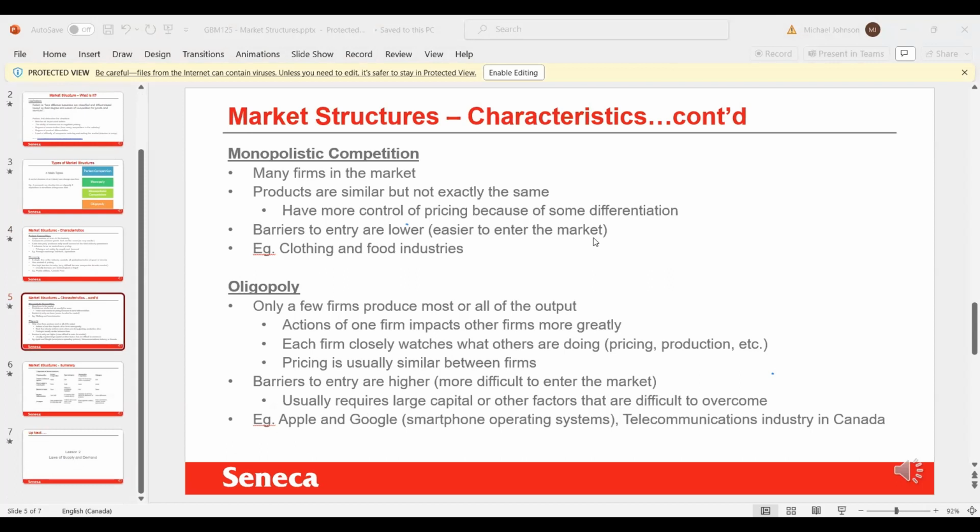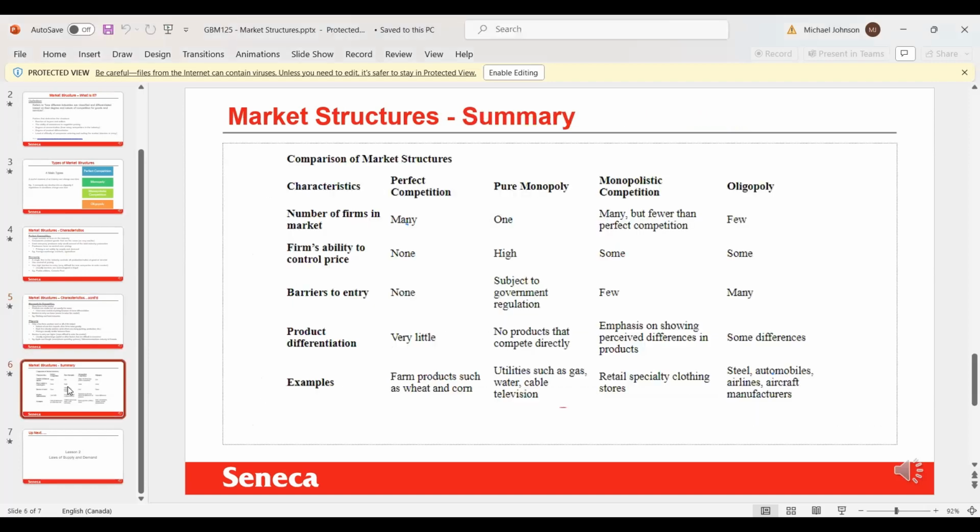Pricing is usually similar between firms. Barriers to entry are higher, more difficult to enter the market. Usually requires large capital or other factors that are difficult to overcome, e.g., Apple or Google, smartphone operating systems, telecommunications, and industry in Canada. So those would be examples. So this is a very good chart. It's under the market structures PowerPoint in week 3, and you can refer to this if you wish.